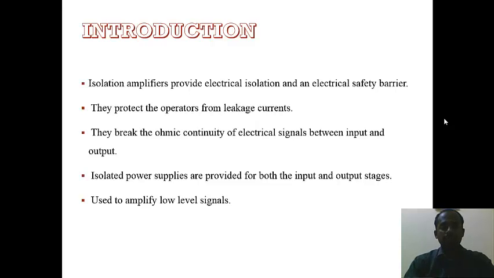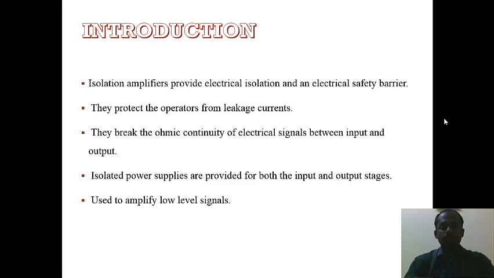Now they break the ohmic continuity of electrical signals between input and output. Ohmic continuity, it provides impedance like infinite values, or like large impedance values. So electrical signals cannot directly pass through from the power source to the amplifier in a continuous manner. So it provides infinite ohmic isolation. Then insulated power supplies are provided for both the input and output stages.